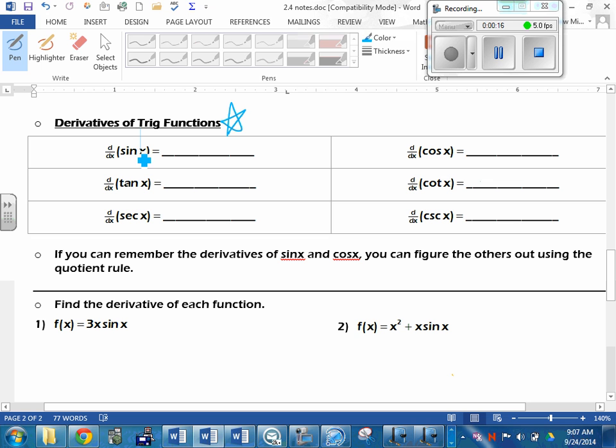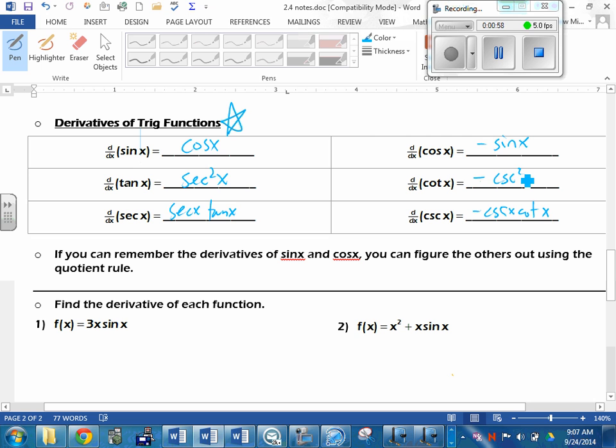First one, derivative of sine of x is cosine of x. Derivative of cosine is negative sine. Close, but no cigar. Negative sine of x. You might see a pattern here in a minute. Derivative of tangent of x is secant squared of x. So derivative of cotangent of x, negative cosecant squared of x. Derivative of secant is secant of x times tangent of x. Derivative of cosecant is negative cosecant of x times cotangent of x.